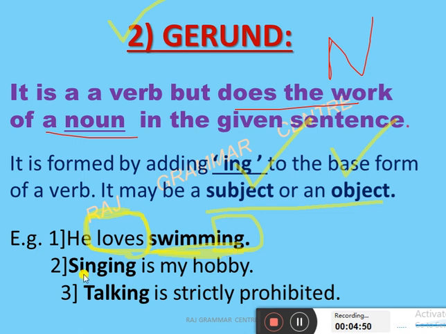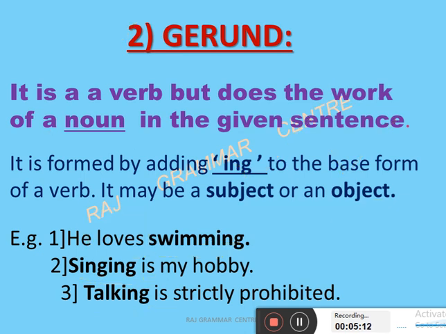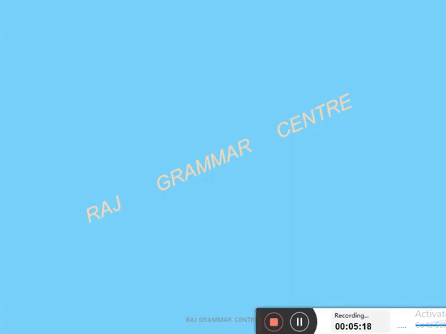Singing is my hobby, in the subject place. Talking is strictly prohibited. Talking is the second verb, because the main verb here is is. Okay, come to the other examples. But you have to remember this thing: ing and the second verb.